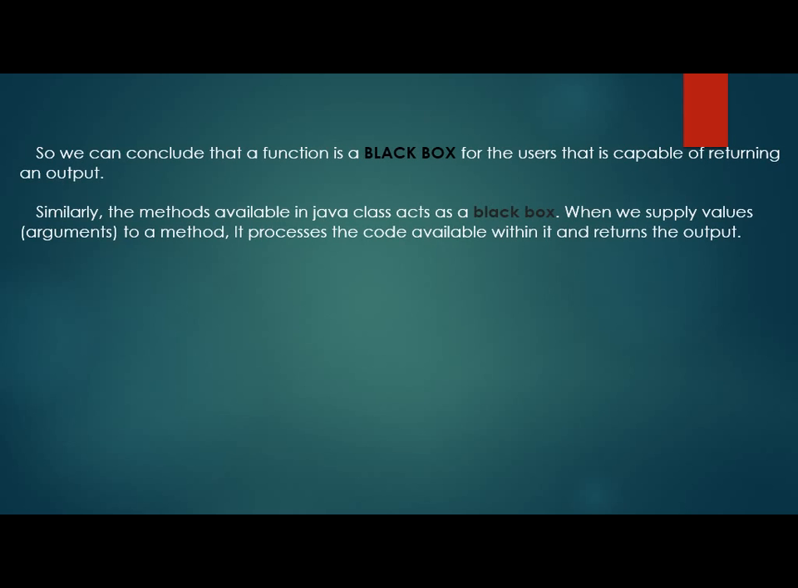So we can conclude that a function is a black box for the user that is capable of returning an output. Similarly, the methods available in a Java class act as a black box. When we supply values, that is arguments, to a method, it processes the code available within it and returns the output. See, input arguments, that means the input is provided, Java code is inside the box, and then it will provide output based on the input.